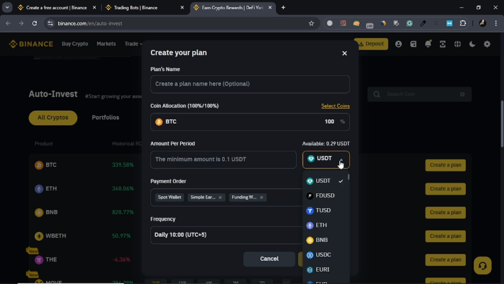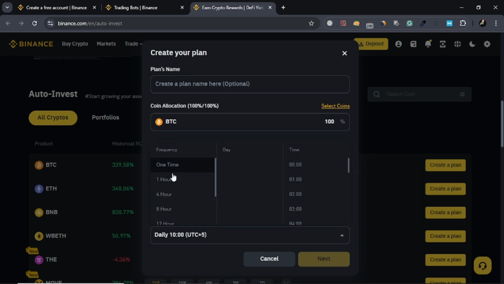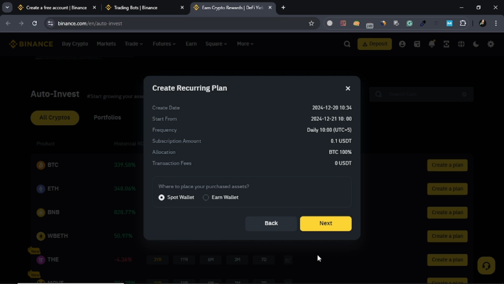Decide on the frequency of your investments. For best results, choose daily or hourly to benefit from accurate dollar cost averaging, DCA. Daily is a good starting point for most users. Review the details, such as the investment amount and frequency, then click Next to confirm your plan. Once your Auto Invest plan is set up, the bot will automatically buy Bitcoin for you at regular intervals. This strategy helps you accumulate Bitcoin over time, reducing the impact of market fluctuations.